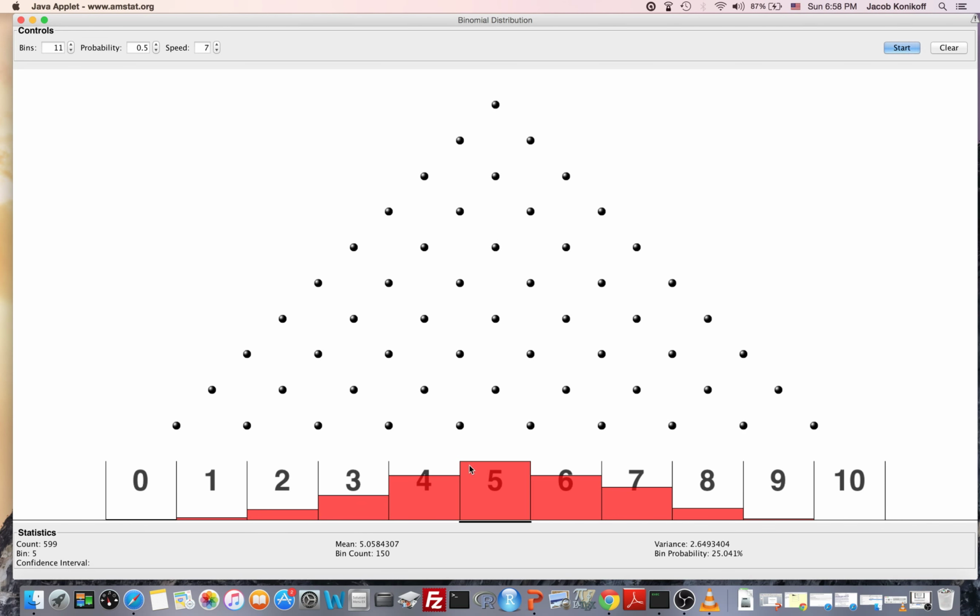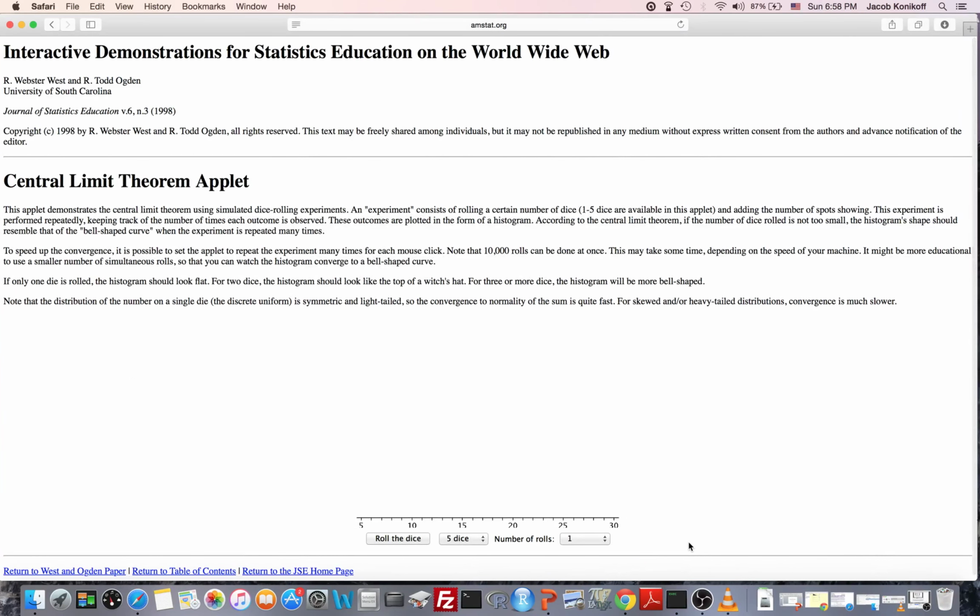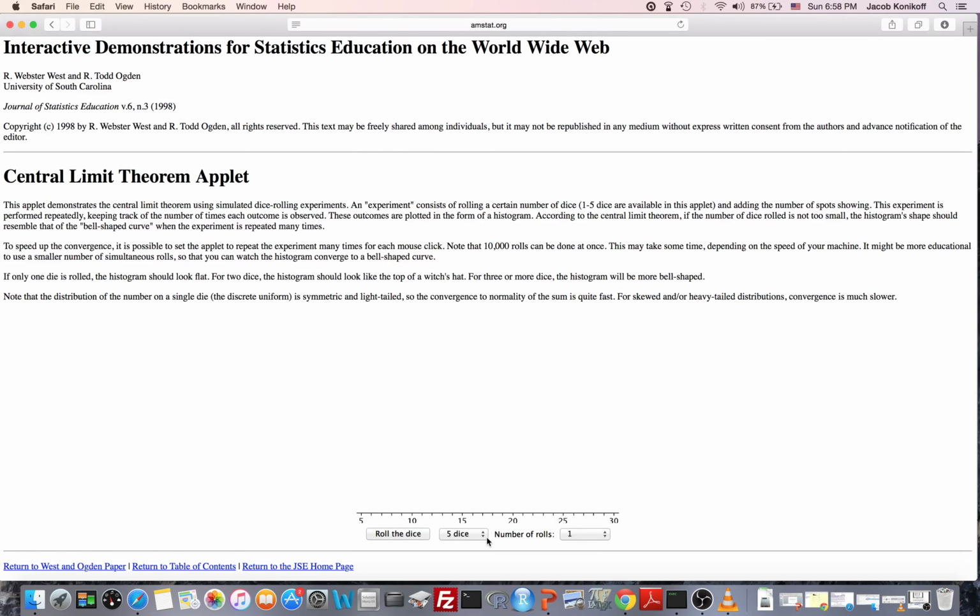So this histogram approximately follows a normal distribution, which was the topic of the last video we discussed. Okay, now I'm going to do a completely different experiment. So here, what I'm going to do is roll some dice. So I'm going to roll specifically 5 dice. And I'm going to count the number of faces on those dice.